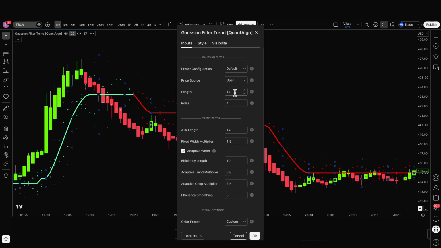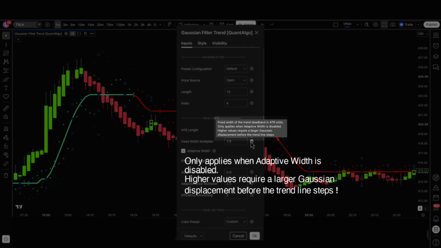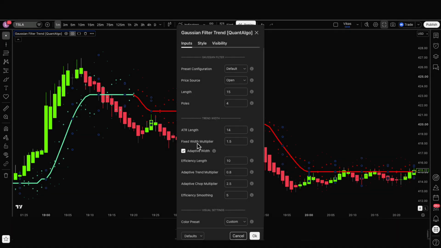And change length, 14 to 15, which only applies when adaptive width is disabled. Higher values require a larger Gaussian displacement before the trend line steps. And change fixed width multiplier, 1.5 to 1.8, and change efficiency length, 10 to 11.